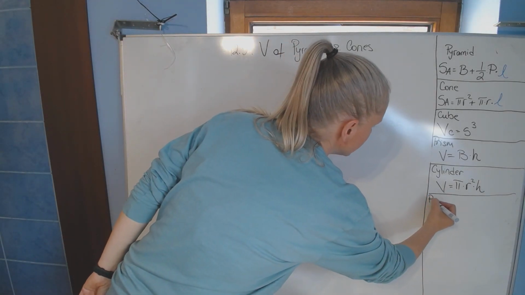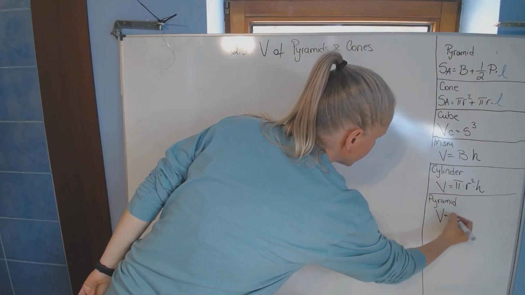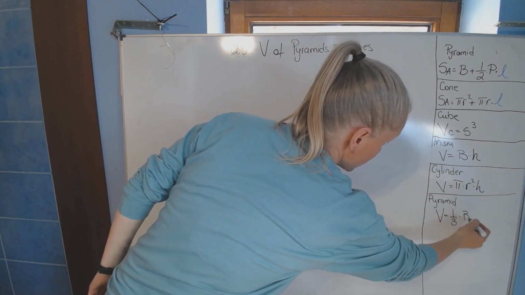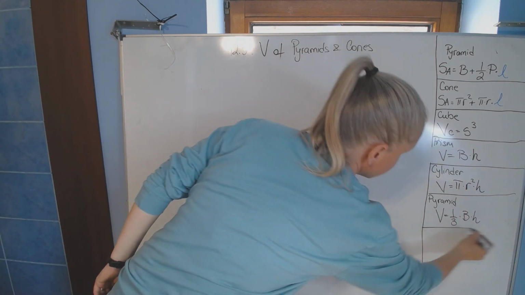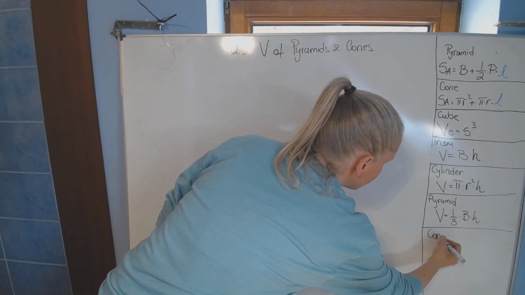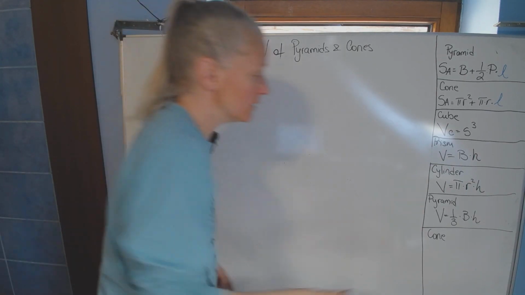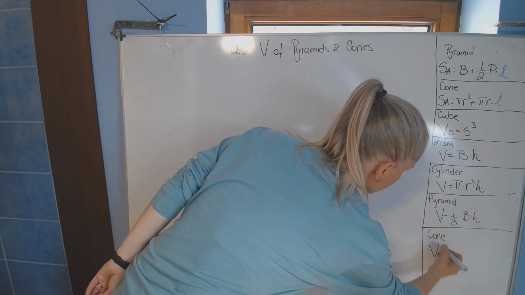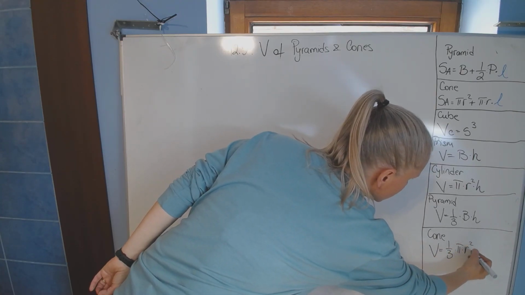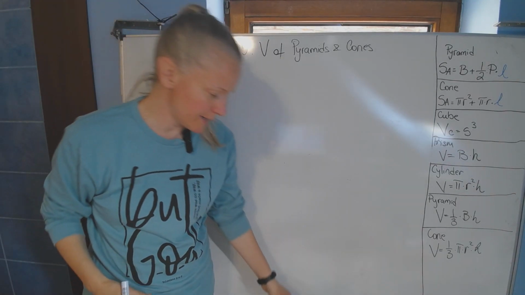The volume of a pyramid is going to be 1/3 times your B, which is the base, times your height, as usual, and the volume of your cone is the same as the volume of your pyramid, but now I know that my base is a circle. It's going to be 1/3 times pi times r squared times my height. Again, cone is a lot easier because we know exactly what the base is.